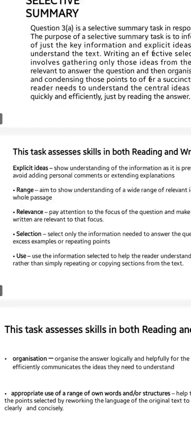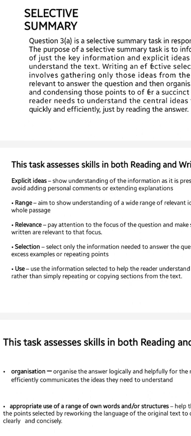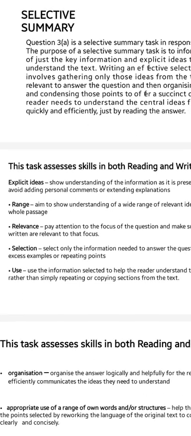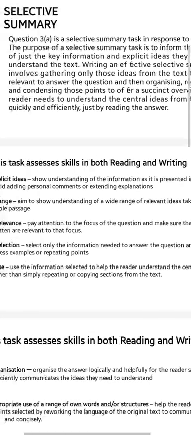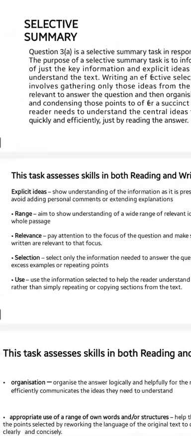So you have to keep a few things in your mind before you start writing the summary. This task we have discussed about assessment objectives, but okay, let's have a look at this again. This task assesses skills in both reading and writing. First thing that is important is explicit ideas. Show understanding of information as it is presented in the text and avoid adding personal comments or extending explanations. There's no need to explain anything because your opinion is not required in summary writing.